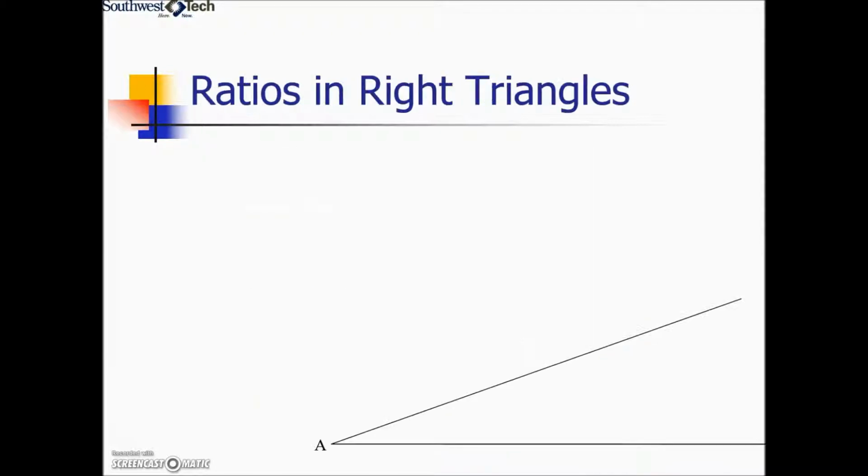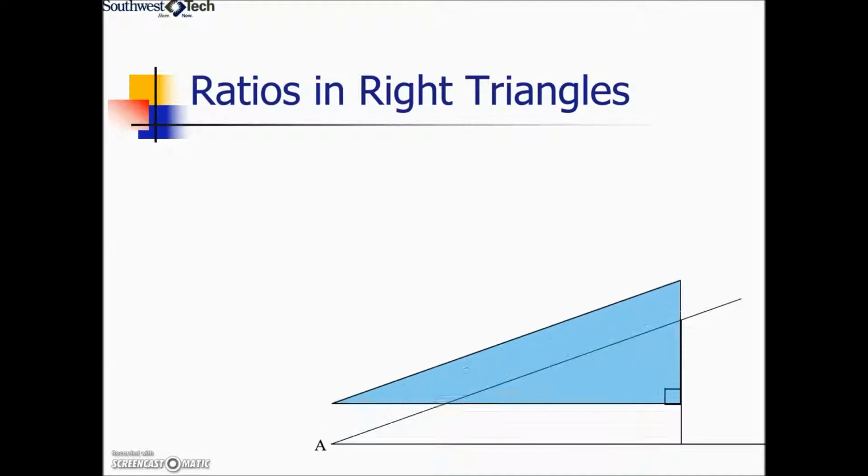side. We're going to start our investigation with the sine ratio, and here we have an angle that we're looking for a measure of. We're going to turn this into a right triangle so that we can use our trigonometric ratios to help determine the measure of that angle.